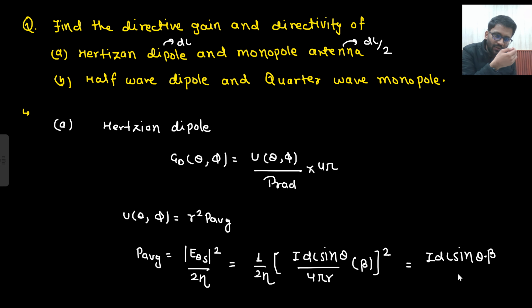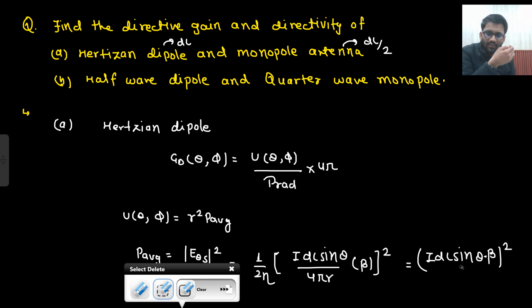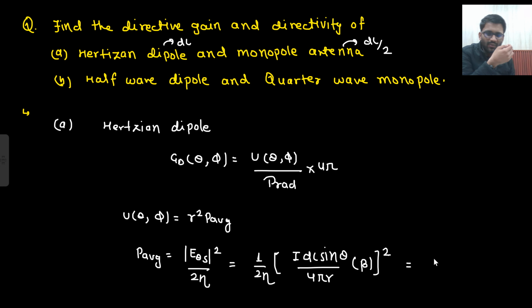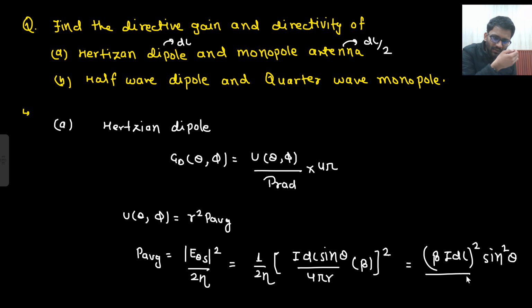Let's write it in a better manner. So I am going to write beta I dl whole square sin square theta upon 2 eta into 4 pi whole square upon r square. Why am I writing in this manner? Because I have the P average. Now I can find U(theta, phi) very easily.